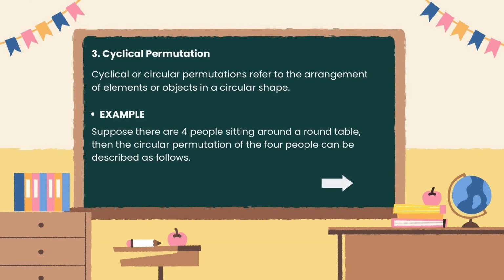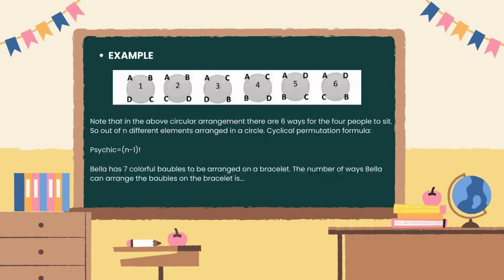3. Cyclical permutation. Suppose there are 4 people sitting around a round table. Then the circular permutation of the 4 people can be described as follows. Note that in the above circular arrangement there are 6 ways for the 4 people to sit. So out of n different elements arranged in a circle, the cyclical permutation formula is P_cyclic equals (n minus 1) factorial.